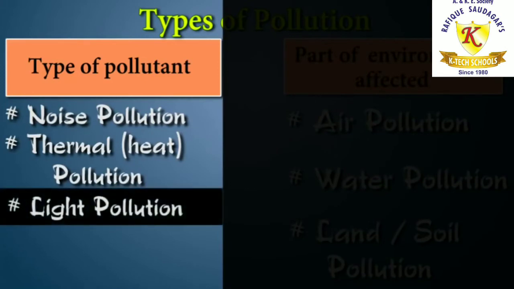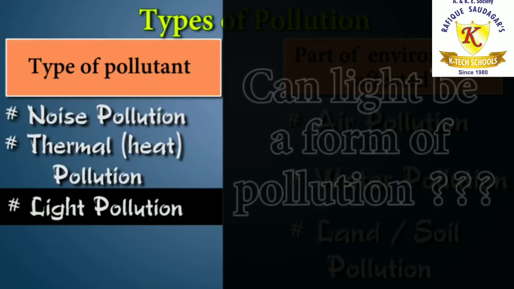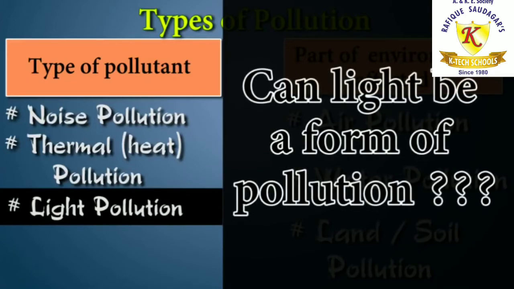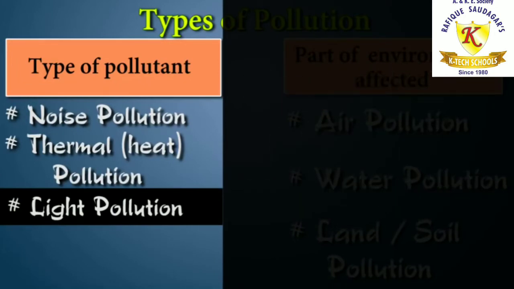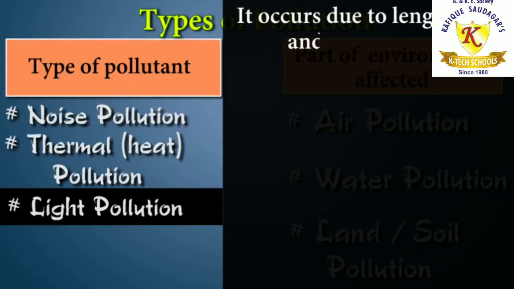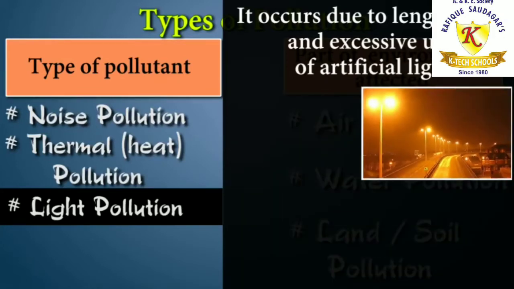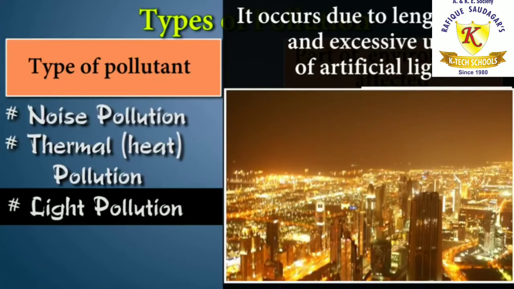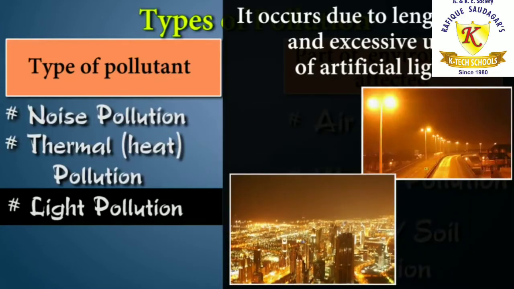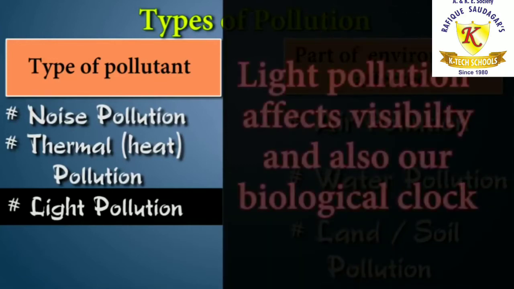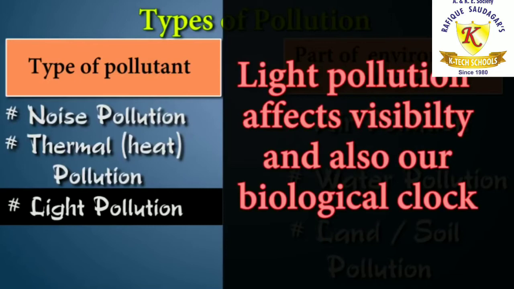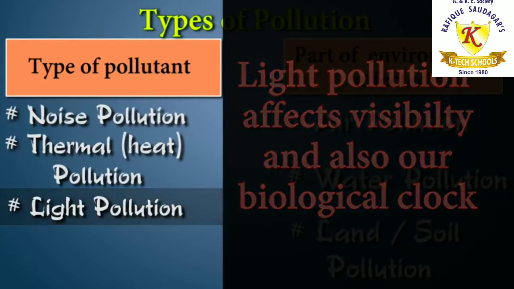Next we have light pollution. You might be wondering, how can light be a form of pollution, right? Light pollution occurs due to lengthened and excessive use of artificial light such that it results in the brightening of the sky at night. Light pollution affects visibility and also our biological clock.